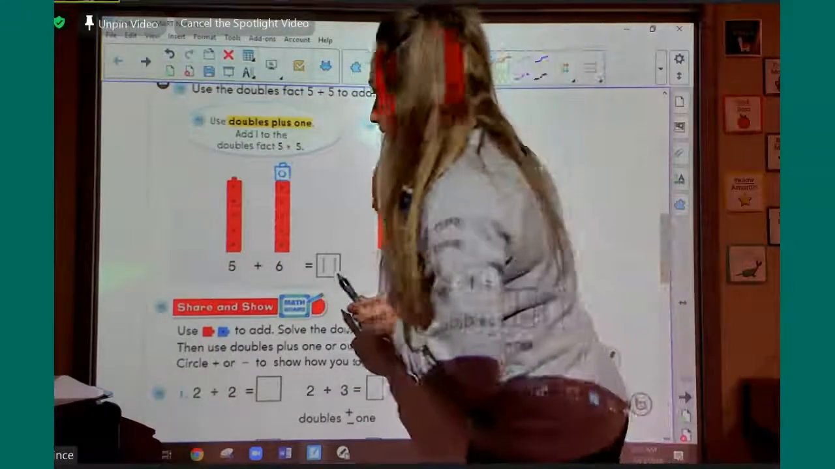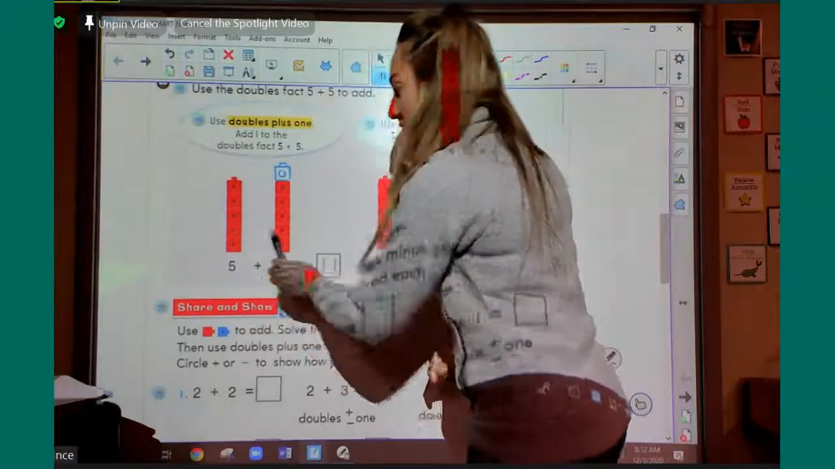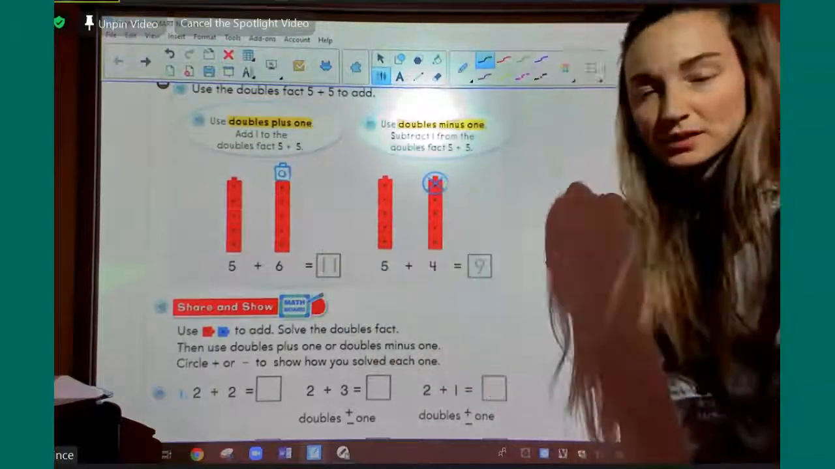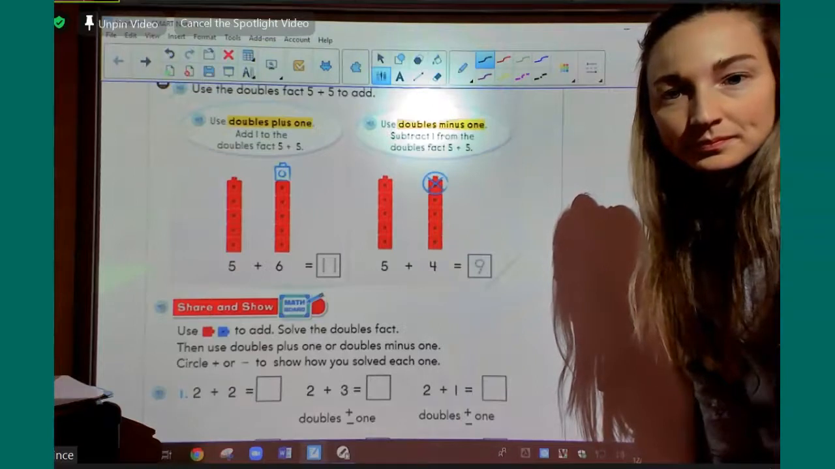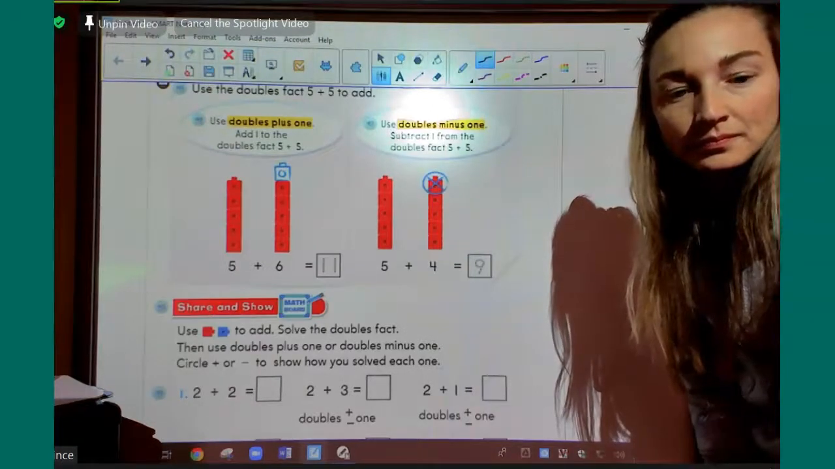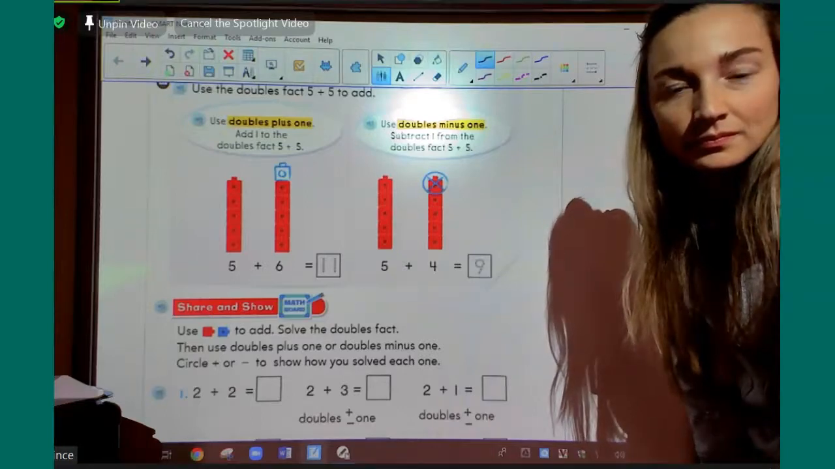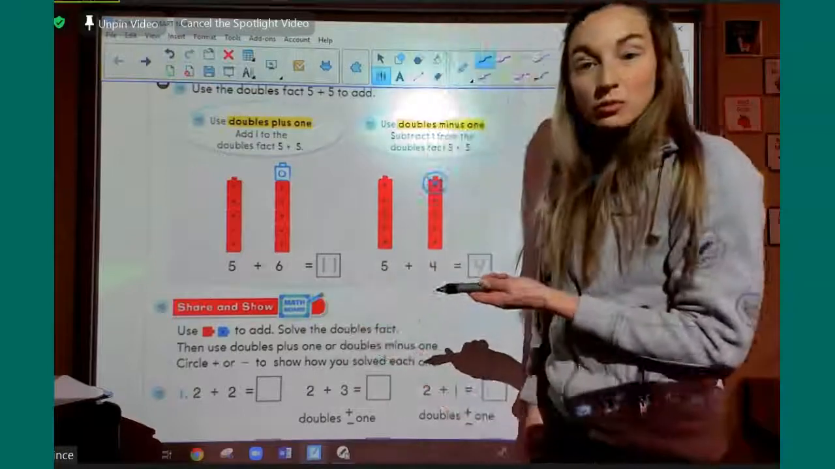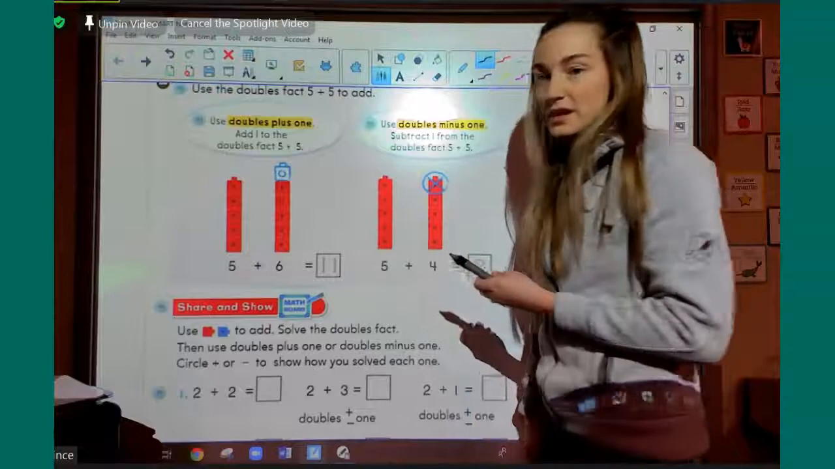So Kieran, 5 plus 6. We start with 5 plus 5, and then we add 1 more. So what do we get for 5 plus 6? 5 plus 6 equals 11. Good job. We had 5 plus 5, and we know our doubles facts super quick. And we know 5 plus 5 is what, Kieran?